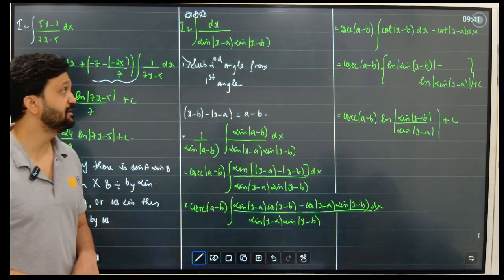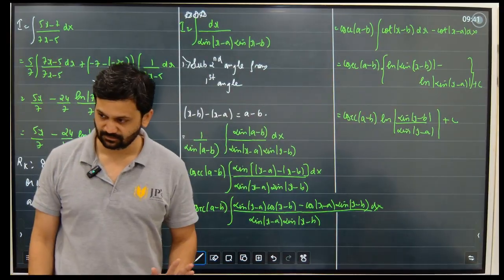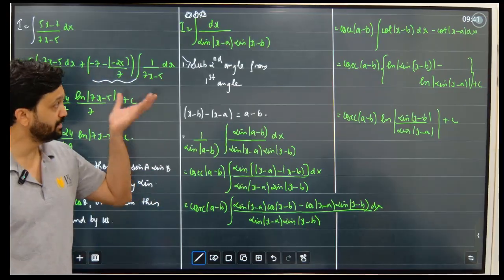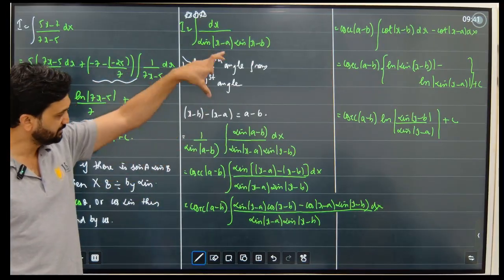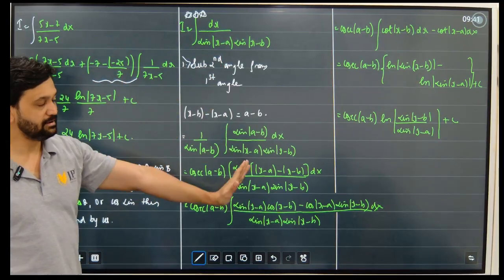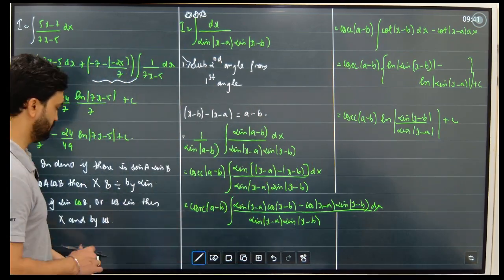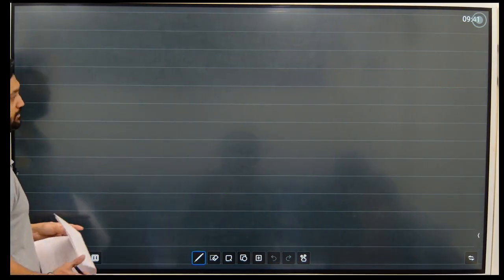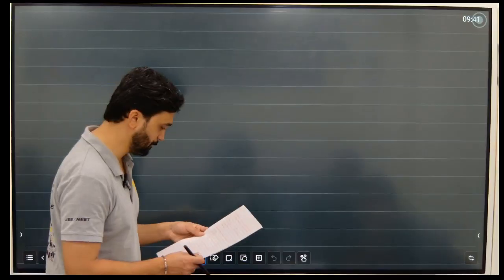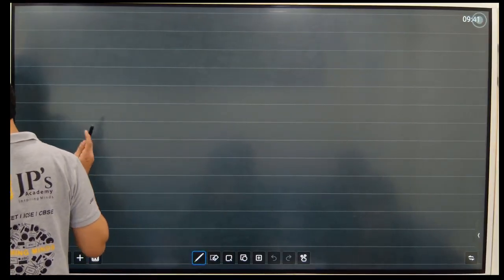This sum is there in all the books. A very important sum, and this is the trick of doing it. And ultimately, I have landed up using the sin(a minus b) formula, that is sin a cos b minus cos a sin b. Okay.